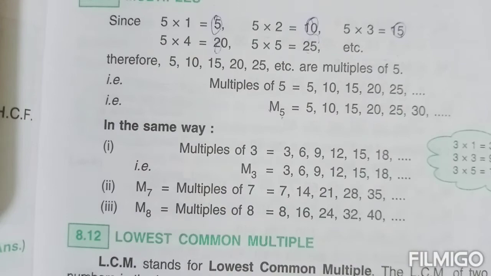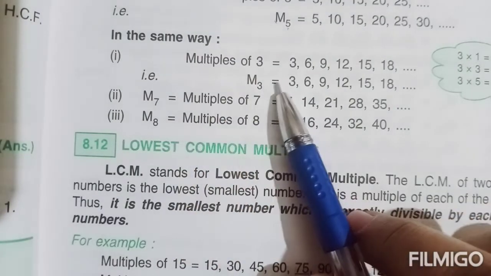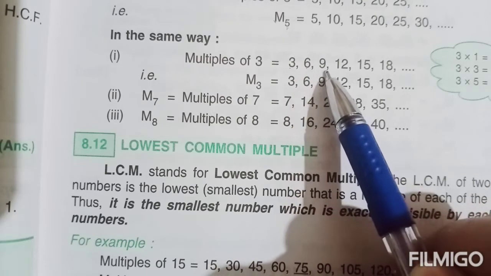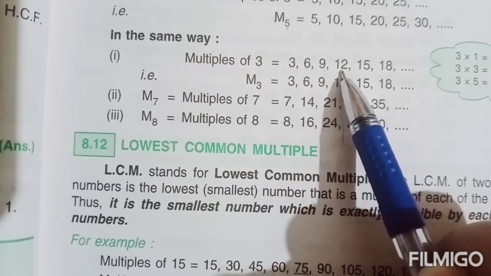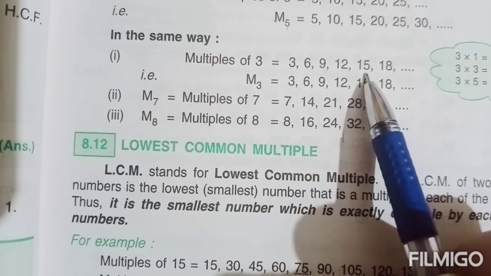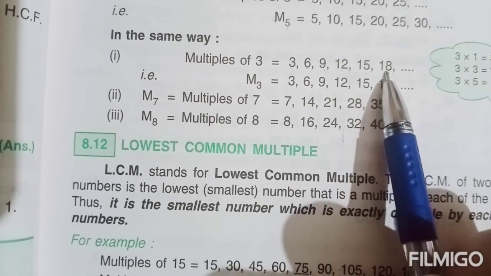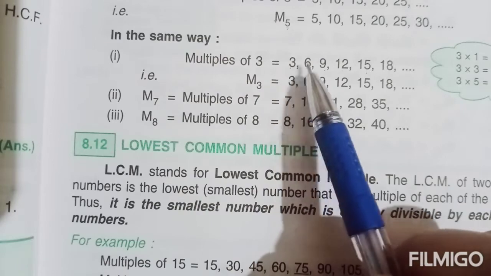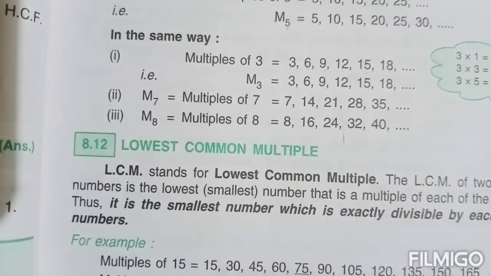Okay. Similarly, multiples of 3. How can you find? 3 into 1, 3. 3 into 2, 6. 3 into 3, 9. 3 into 4, 12. 3 into 5, 15. 3 into 6, 18. 3 into 7, 21, etc. So, multiples of 3 are 3, 6, 9, 12, 15, 18, etc.